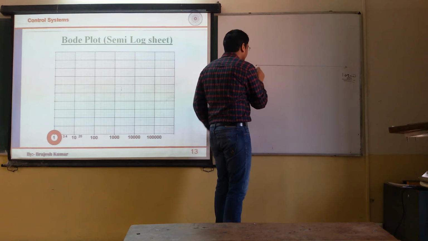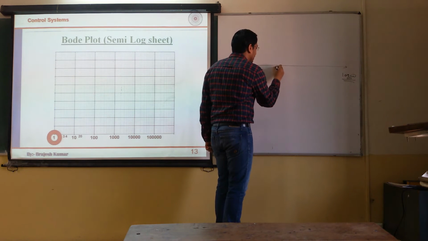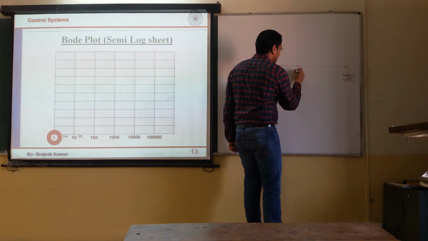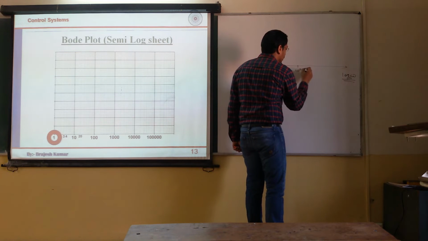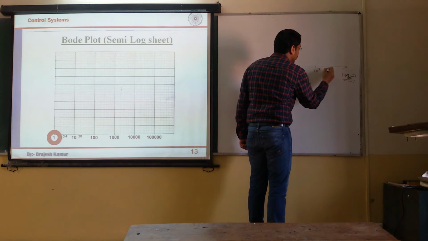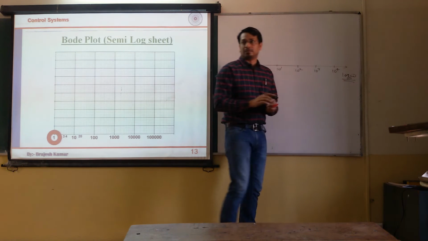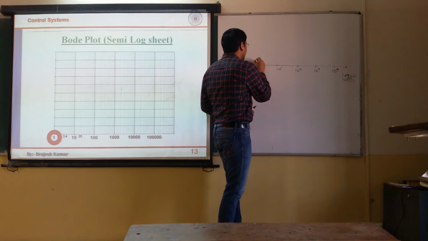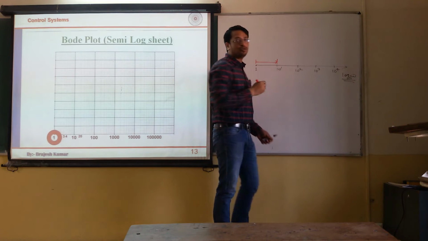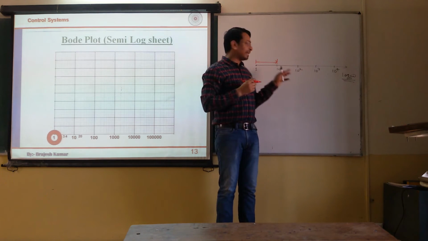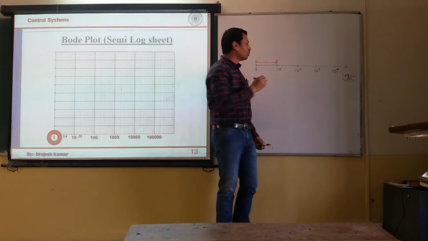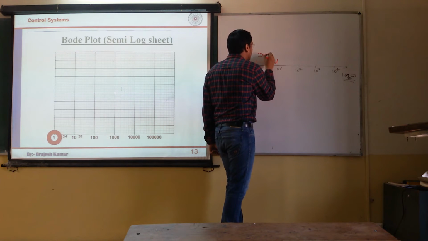So here it is 1, then 10, then 10 squared, 10 cubed, and 10 to the power 4. One spacing where the final value is 10 times that of your initial value is known as 1 decade of this graph.